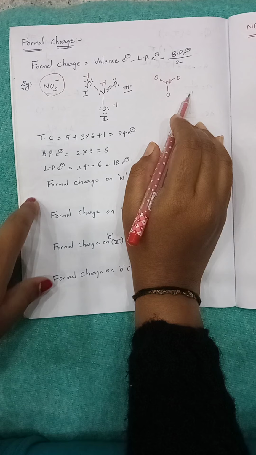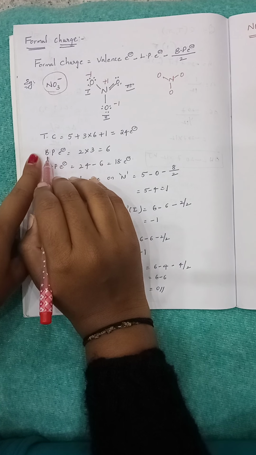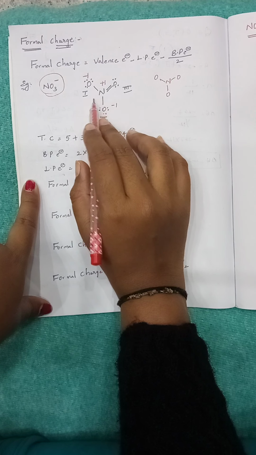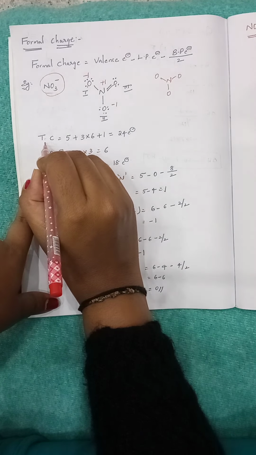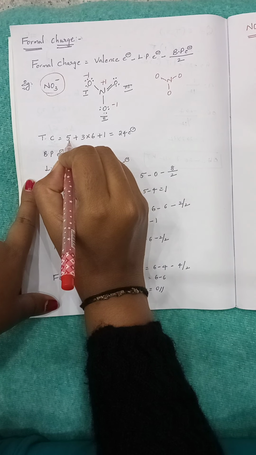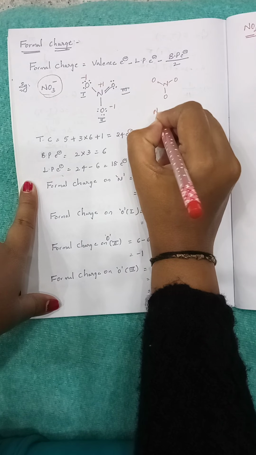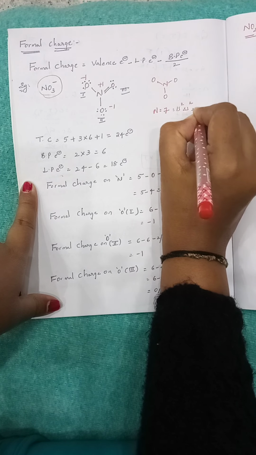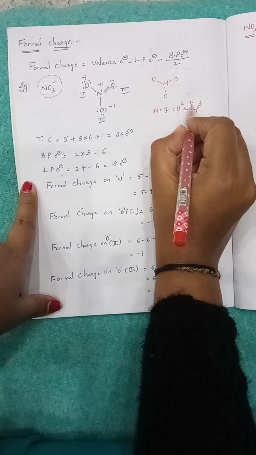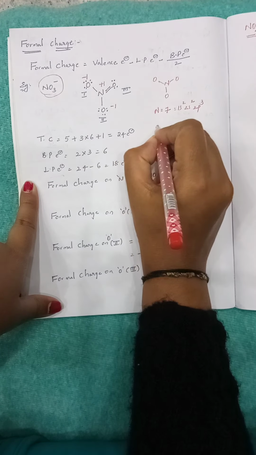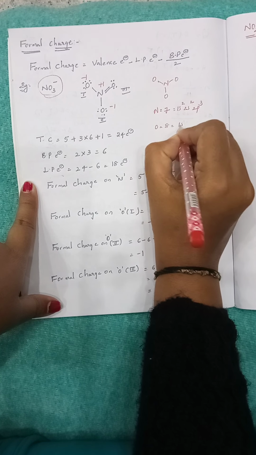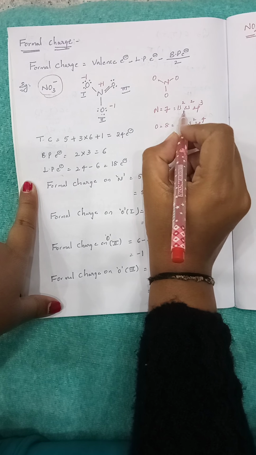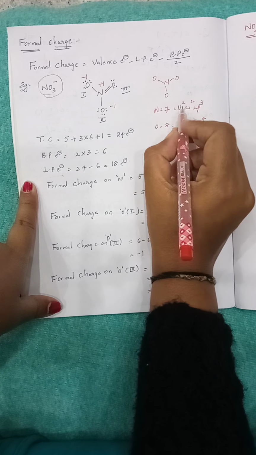Now we have to find out total charge, bond pair electrons and lone pair electrons to write the complete Lewis dot structure of this molecule. To get total charge, first we have to take the valence electrons. Nitrogen atomic number is 7. Its configuration is 1s2, 2s2, 2p3. 3 plus 2 is 5, 5 plus 2 is 7. And oxygen atomic number is 8. Its configuration is 1s2, 2s2, 2p4. So here 4 plus 2 is 6, 6 plus 2 is 8 electrons.